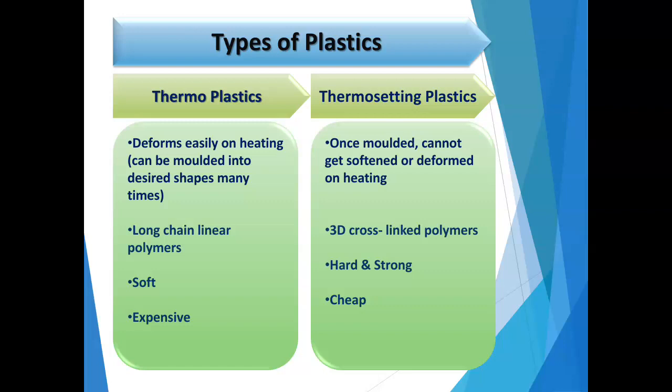Okay, then they are three-dimensional cross-linked polymers. So thermosetting plastics are cross-linked polymers which are three-dimensional. And they are hard and strong. Also, they are cheap or less expensive. So these are the properties of thermoplastics and thermosetting plastics.